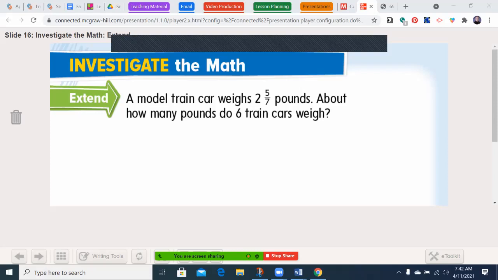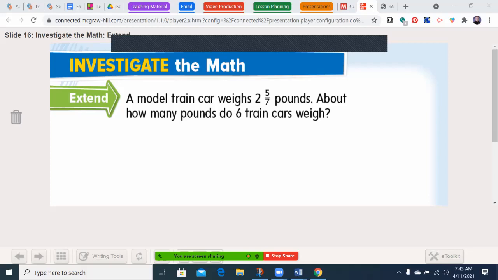You could have also made an argument for 2.5 and ended up with 2.5 times 6, which will be 15 pounds.